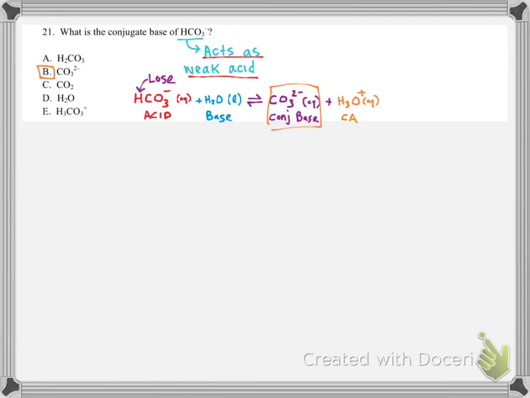Essentially, if you ever want to find the conjugate base of something, just pull off an H+ and see what you get. If you ever want to find a conjugate acid of something, just add an H+, and that'll be the conjugate acid.